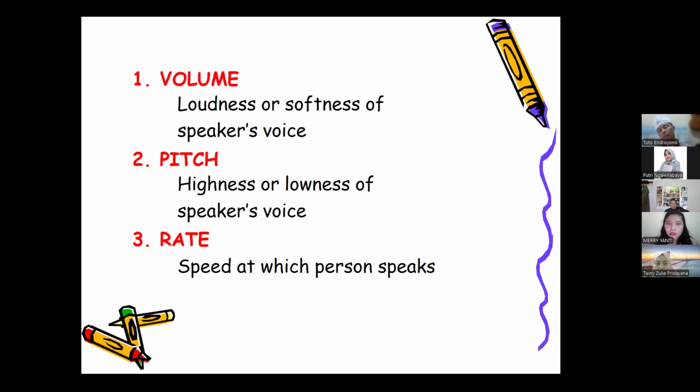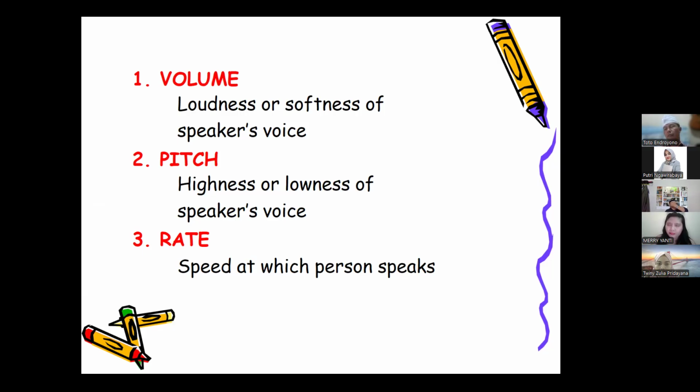Okay, we start from the volume, loudness or softness of the speaker's voice. I give you an example. For example, when you're talking in the classroom or in the hall with your students, we have to say it in a strong voice. For example, good morning, everyone. So we have to say it in a strong voice.